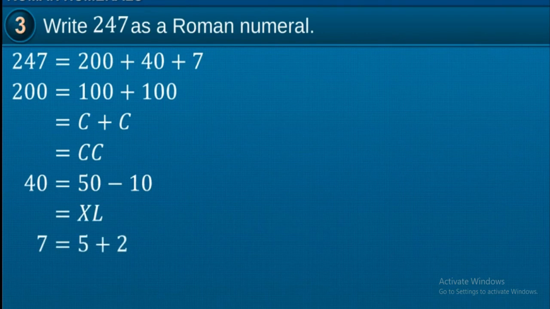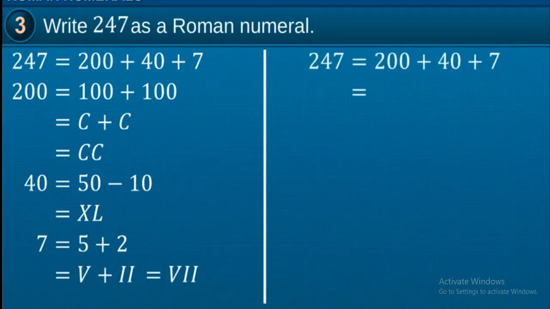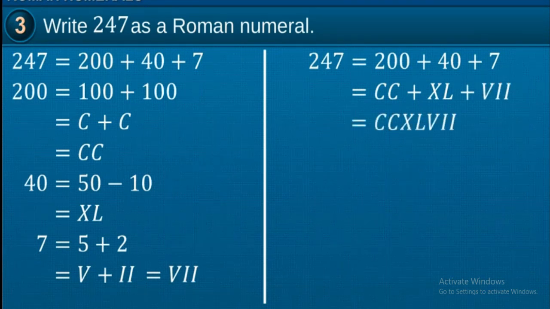7 is equal to the sum of 5 and 2. The Roman numeral for 5 is V, and for 2 is II. Adding V to II, we get VII. The sum of CC, XL, and VII is CCXLVII, which is the Roman numeral for 247.